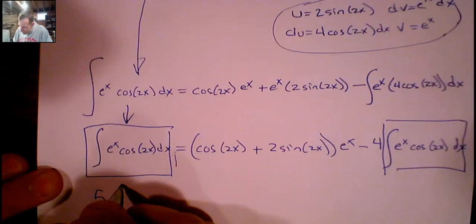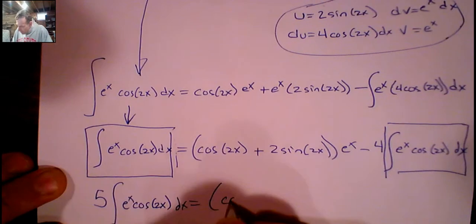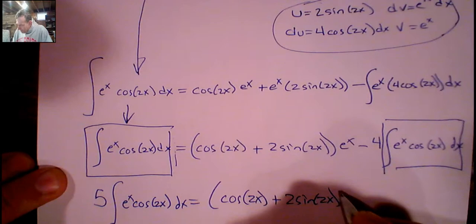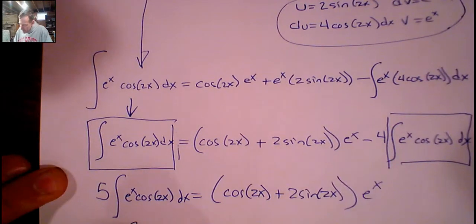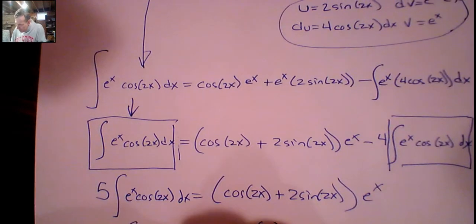should equal this stuff that's left over. Well, you can do the algebra now. Just divide both sides by 5. Final answer: cosine 2x plus 2 sine 2x, times e to the x, all over 5.